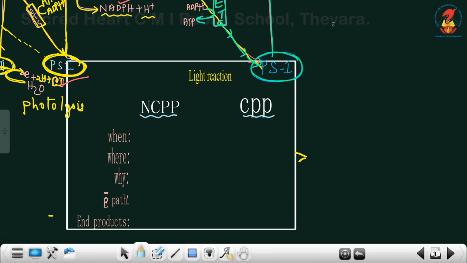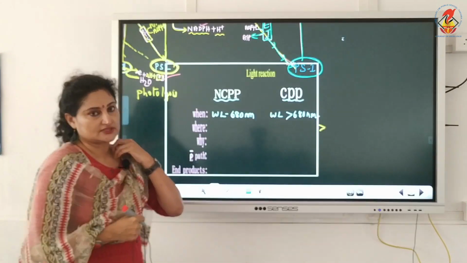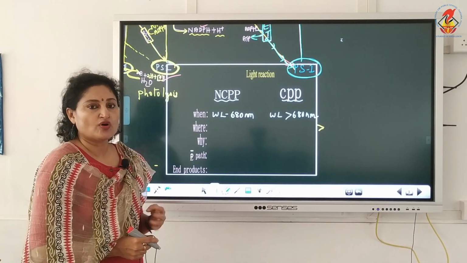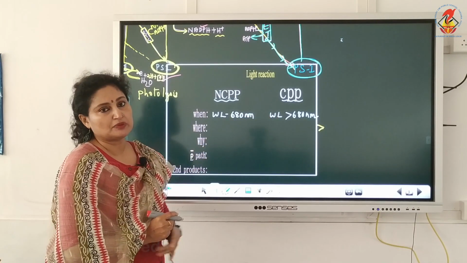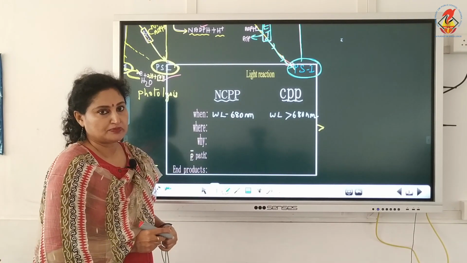Remember, NCPP occurs when light of wavelength 680 nanometers is present, whereas CPP occurs when light of wavelength more than 680 nanometers is present. That means when there is high light intensity, CPP occurs. Whereas when the wavelength is 680 nanometers, which event occurs? NCPP. That is why all the plants show NCPP, but bacteria can show CPP at high light intensity like 700 nanometers, it will be operating the CPP.